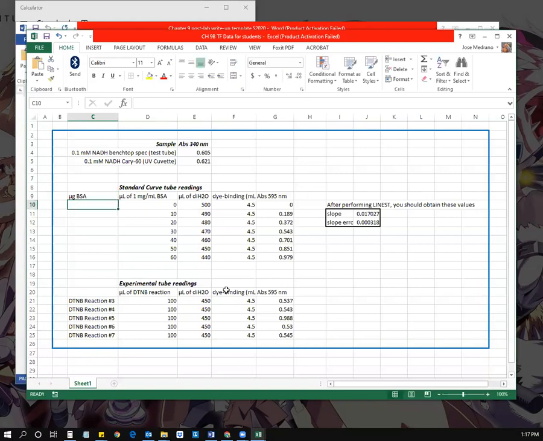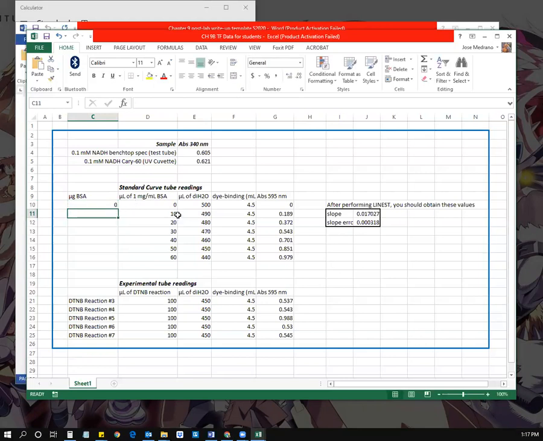How to calculate the micrograms of BSA: we know that we have a 1 mg per mL, or 1 microgram per microliter, solution of BSA, and we know the microliters, the volumes that we put in there. We can use those two pieces of data to figure out the total mass of BSA that went in. So 1 mg per mL is the same thing as 1 microgram per microliter. If I put 0 microliters of BSA in there, I'm going to have 0 micrograms of BSA.